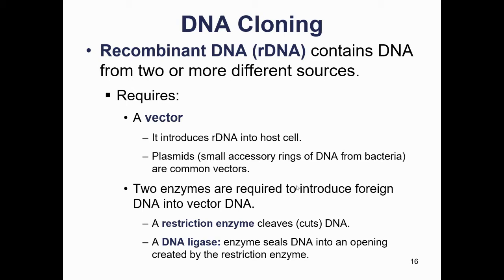And we need some enzymes to help introduce foreign DNA into vector DNA. Those enzymes are restriction enzymes. These cut DNA, so they will clip DNA at specific points. And DNA ligase, if you remember from our discussion of DNA replication, ligase is the enzyme that sealed together those Okazaki fragments, or that goes in and reseals DNA that's been cut when DNA polymerase makes a correction to a mistake. So DNA ligase is the gluing enzyme.